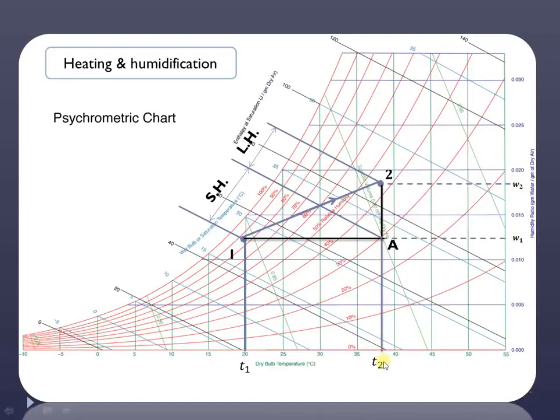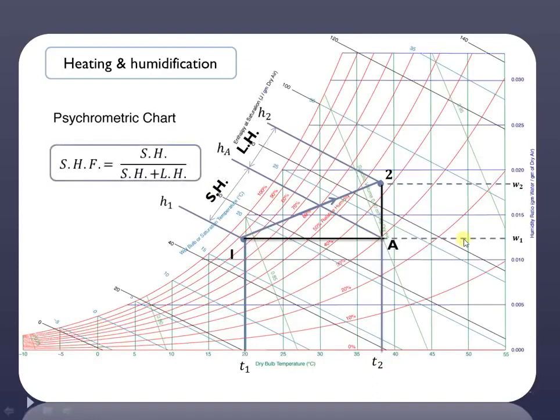So we know that in case of the latent heat process, temperature remains constant, but there is a change in phase of the working substance. Whereas in case of the sensible heat process, the temperature changes whereas phase remains constant. So in this particular case, sensible heat is nothing but HA minus H1, whereas latent heat is nothing but H2 minus HA. So using this, we can easily find out what is the sensible heat factor for the given process. So in this way, we can interpret the various psychrometric processes using the psychrometric chart.